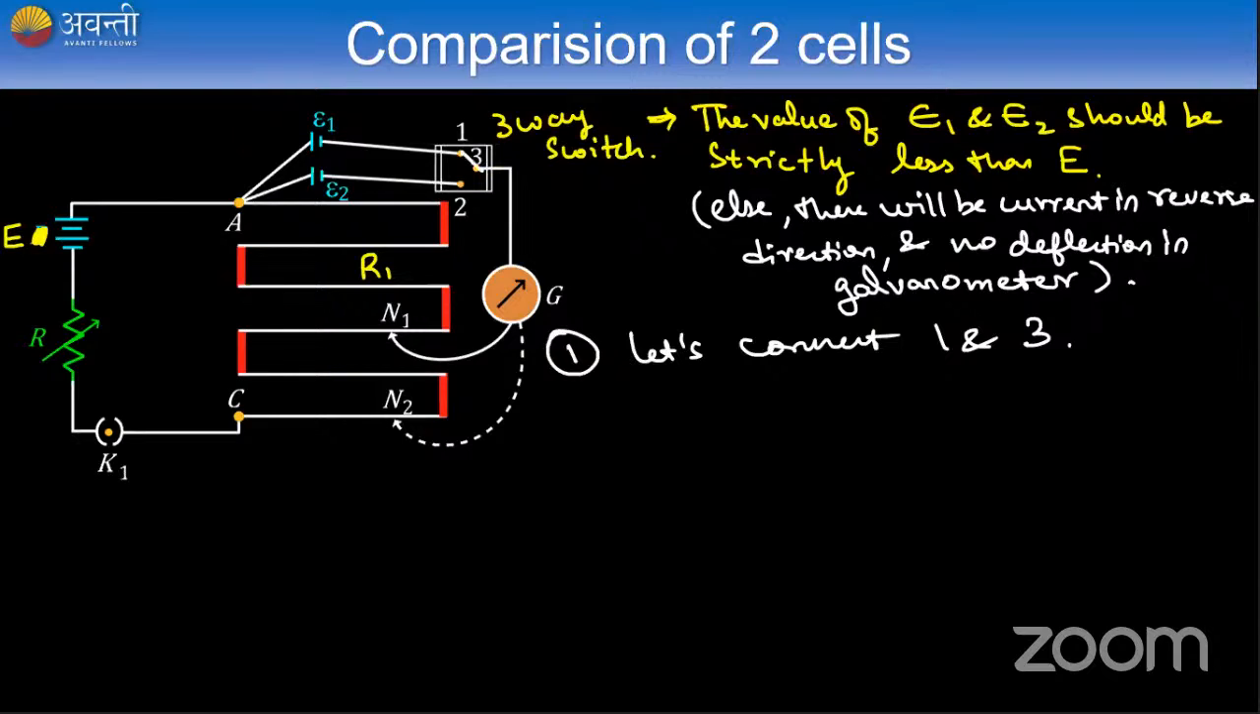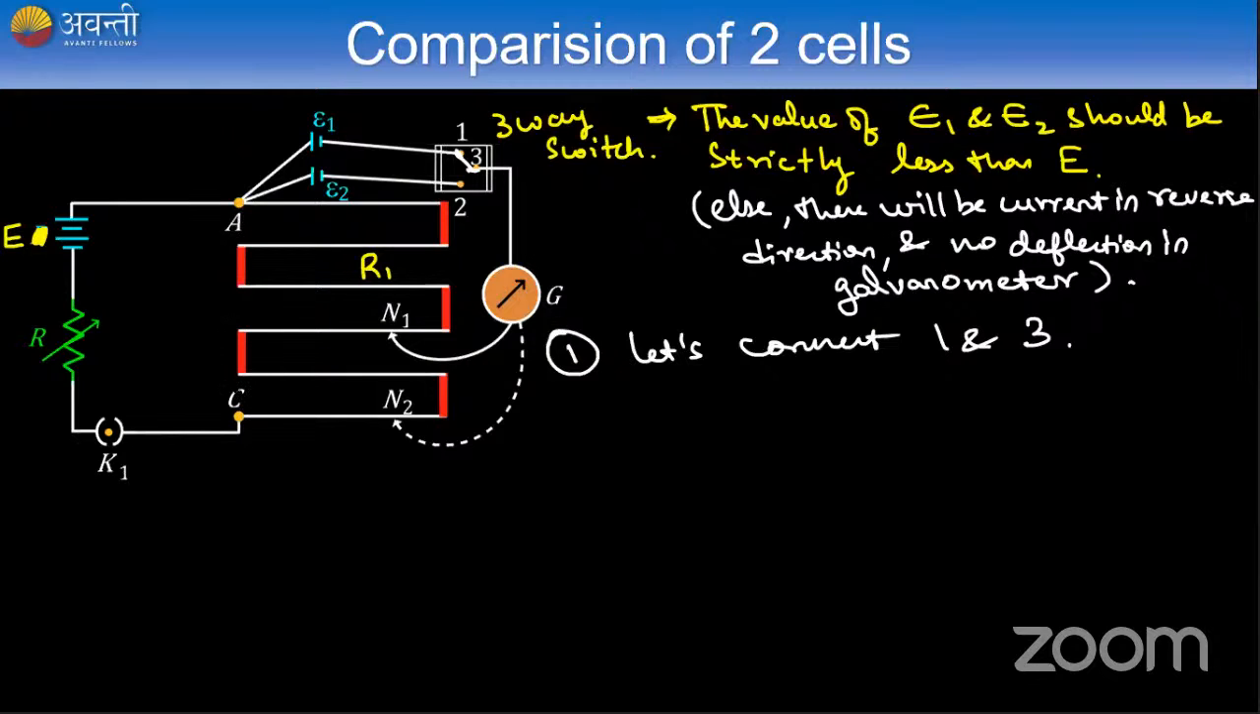Yes, I connected switches 1 and 3. So what will happen? There exists some current I, and there exists some current from this EMF 2. So because of this current, there will be a difference in potentials. There will exist a potential gradient between the points A and C.